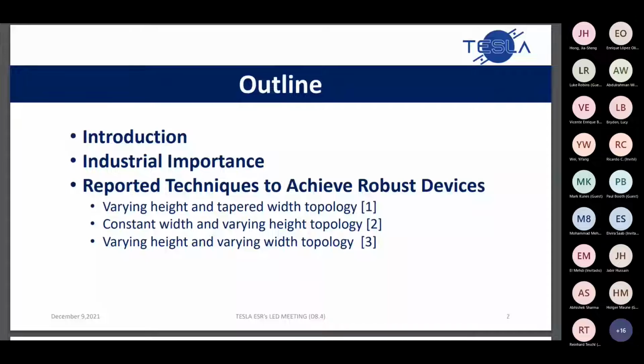So the first topology I will discuss is varying height and taper width topology. The second one is a constant width and varying height topology. And the last one is a varying height and varying width topology.